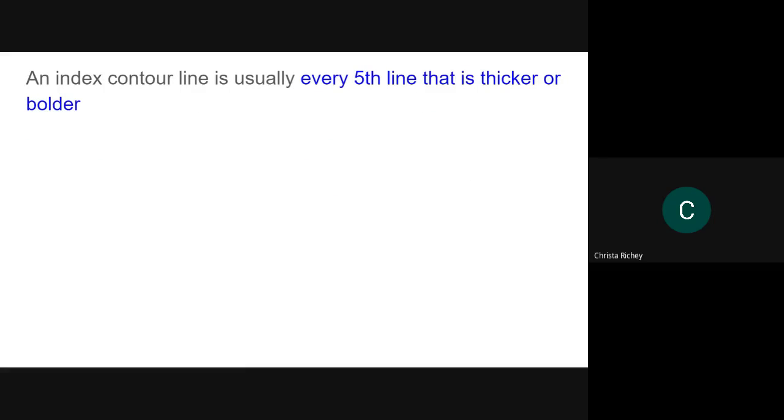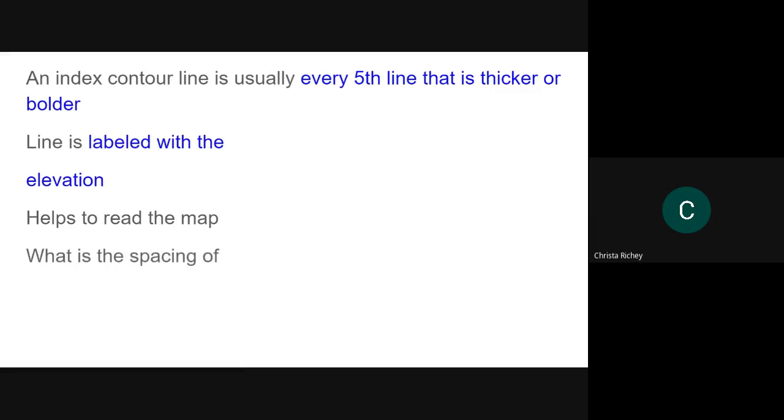Hey, index lines are almost always every 5th line. When I was building these notes, it said sometimes every 4th or every 5th, but y'all, when I looked at every single map, it was every 5th line. It's either going to be darker, like bold, or it's going to be a thicker line. And what it does is it makes it easier to count.